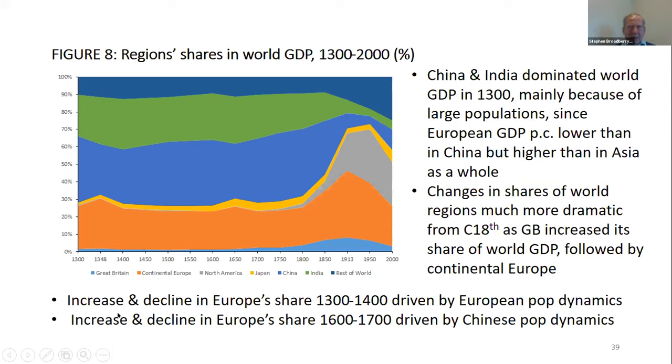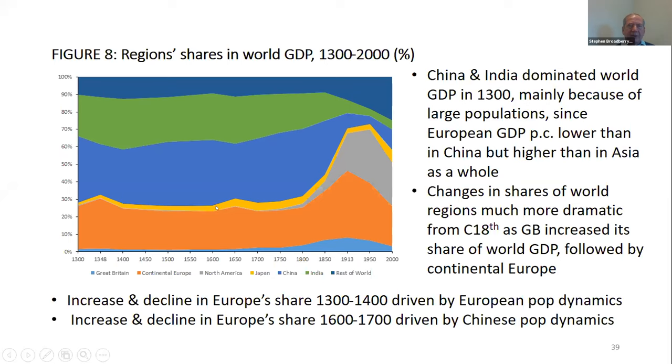There's only really two other periods which look like a start of perhaps growing European dominance. One is between 1300 and 1400. But that's really just driven by population dynamics again. So yes, Europe's population is growing rapidly, and then it collapses with the Black Death. And although GDP per capita is rising in Europe after the Black Death, Europe's share of GDP falls because of the dramatic fall in population.